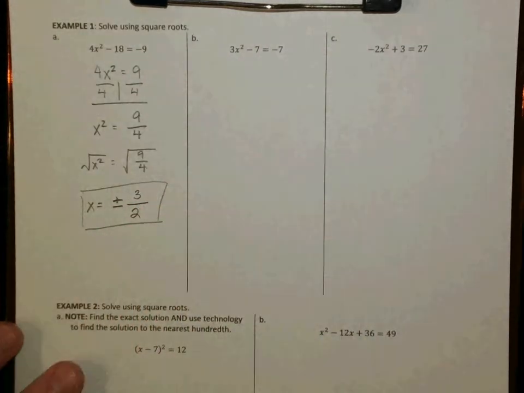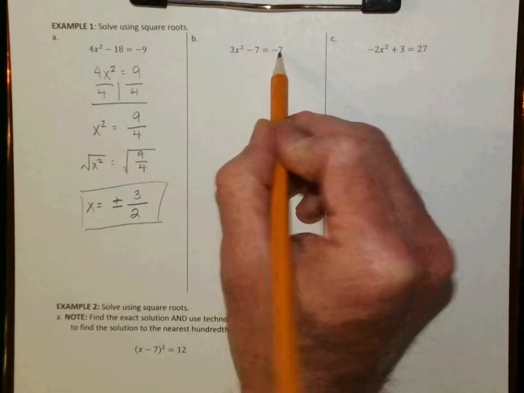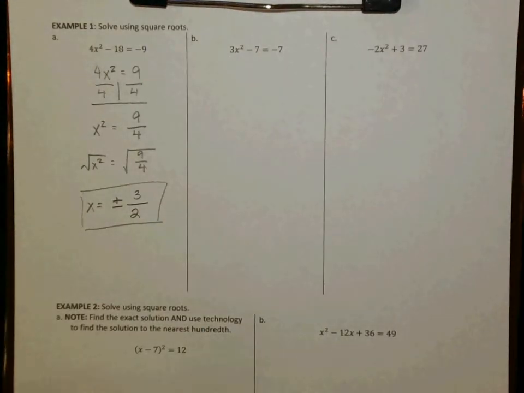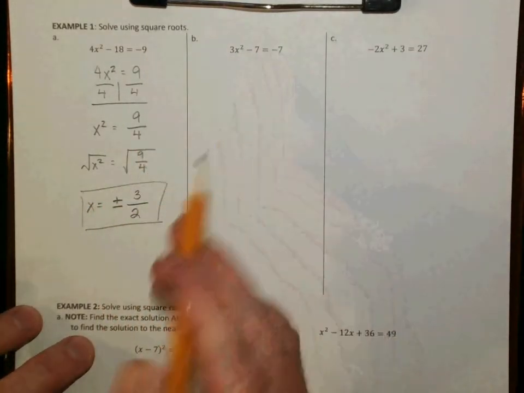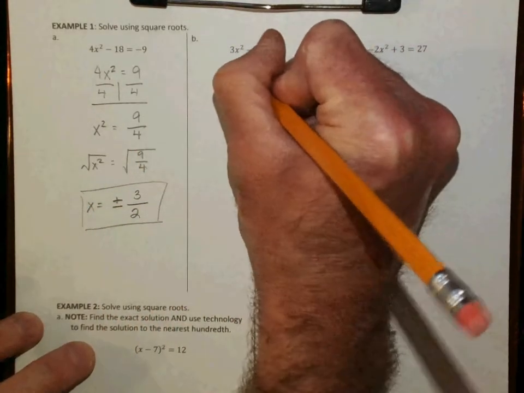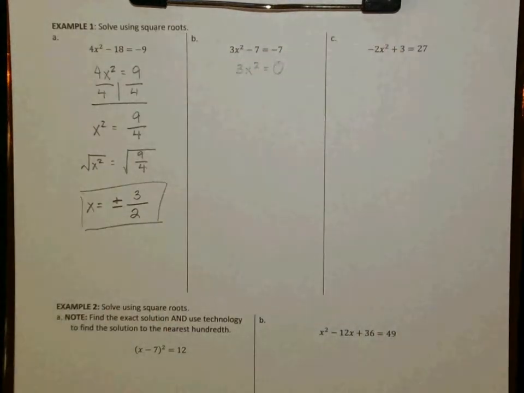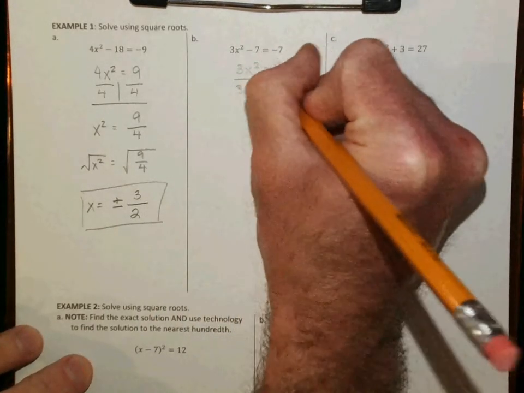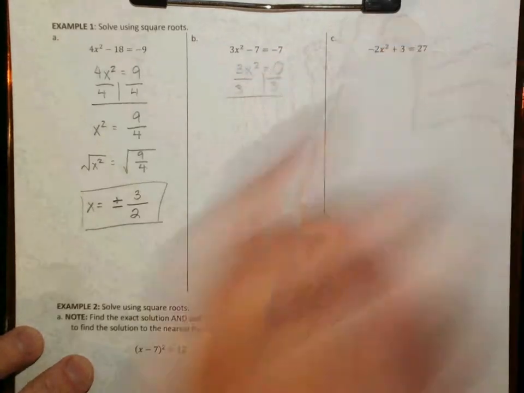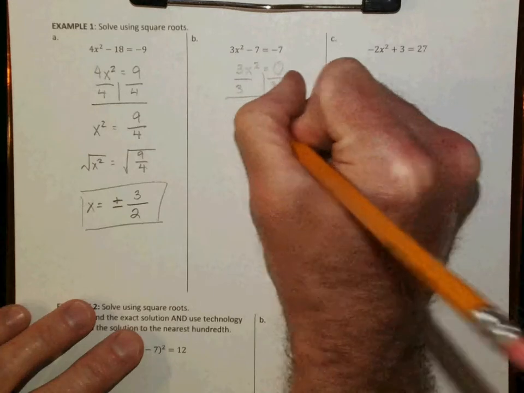In B, 3x squared minus 7 is equal to negative 7. I have no linear term, I have no bx term, so I'm going to solve using square roots. I'm going to add 7 to both sides, and I'm going to get 3x squared is equal to 0. This is still an equation. It still equals 0. So I'm going to divide both sides by 3. You don't need to show that division, I tend to. So I'm going to get x squared is equal to 0.